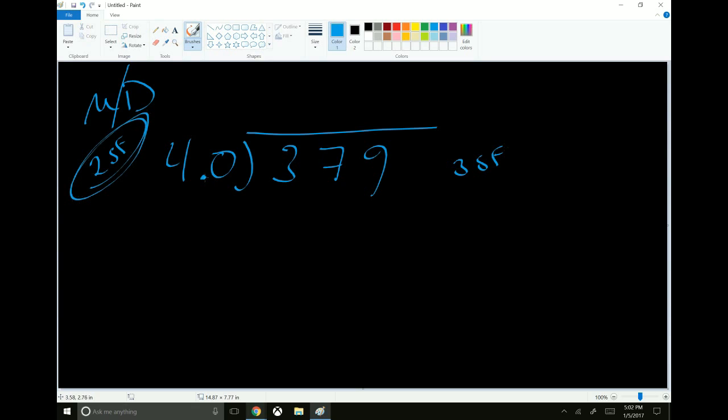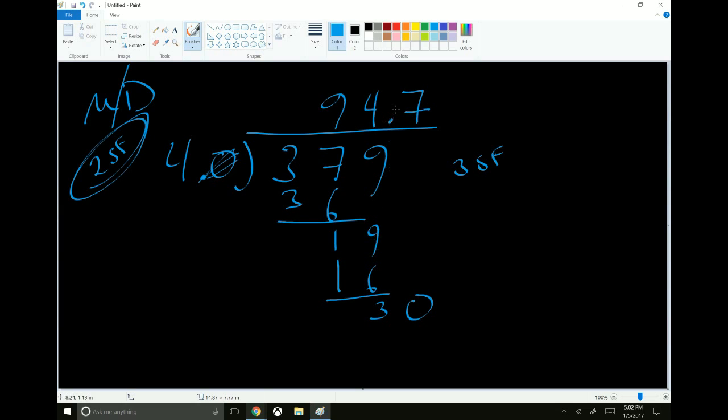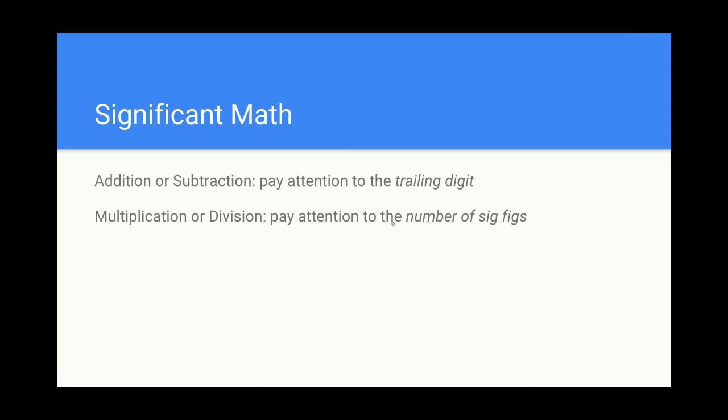So we'll go ahead and do our division like normal. Ignore this for the moment. 437.9. Okay, and now we can go ahead and stop there because we know it's going to be 2 sig figs. So we're going to have to round this number to 95, and that's our answer. So with addition and subtraction, you care about the trailing digit, whichever number runs out of sig figs first, and for multiplication and division, it's the number of sig figs.